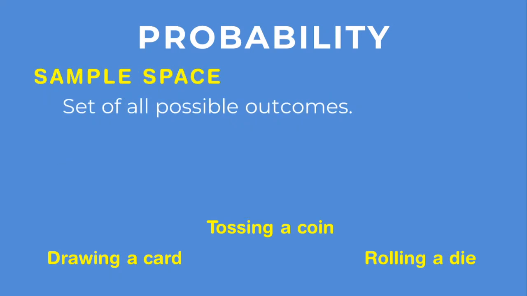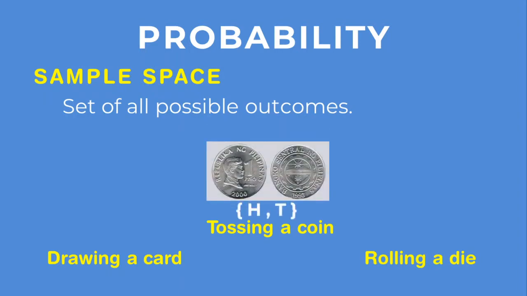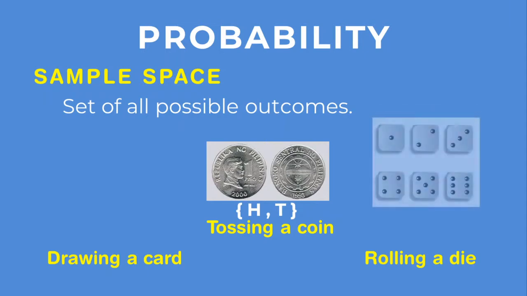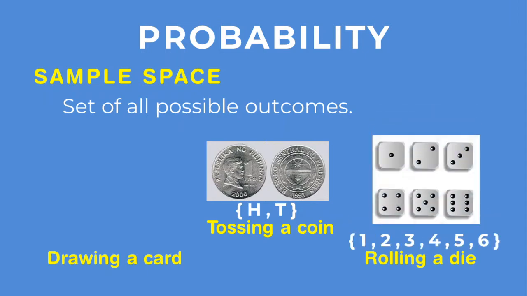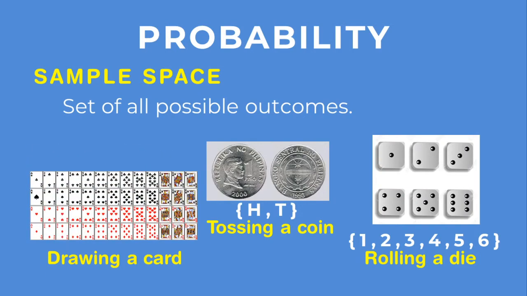Another one is sample space, which is the set of all possible outcomes in an experiment, such as like tossing a coin na may sample space na head or tail. Sa rolling a die naman, may 1, 2, 3, 4, 5, or 6. At sa drawing a card, ay 52 possible outcome.